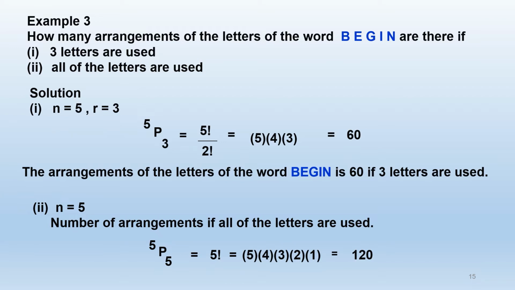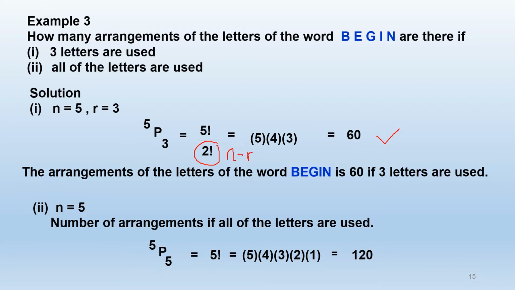Here is n minus r. Okay. So 5 minus 3 you get 2 factorial. Okay. Or in other words, it can be written down as 5 multiplied by 4 multiplied by 3. Okay. So you can just simply key in this one, 5 permutation 3 in your calculator. So you'll get the answer 60.